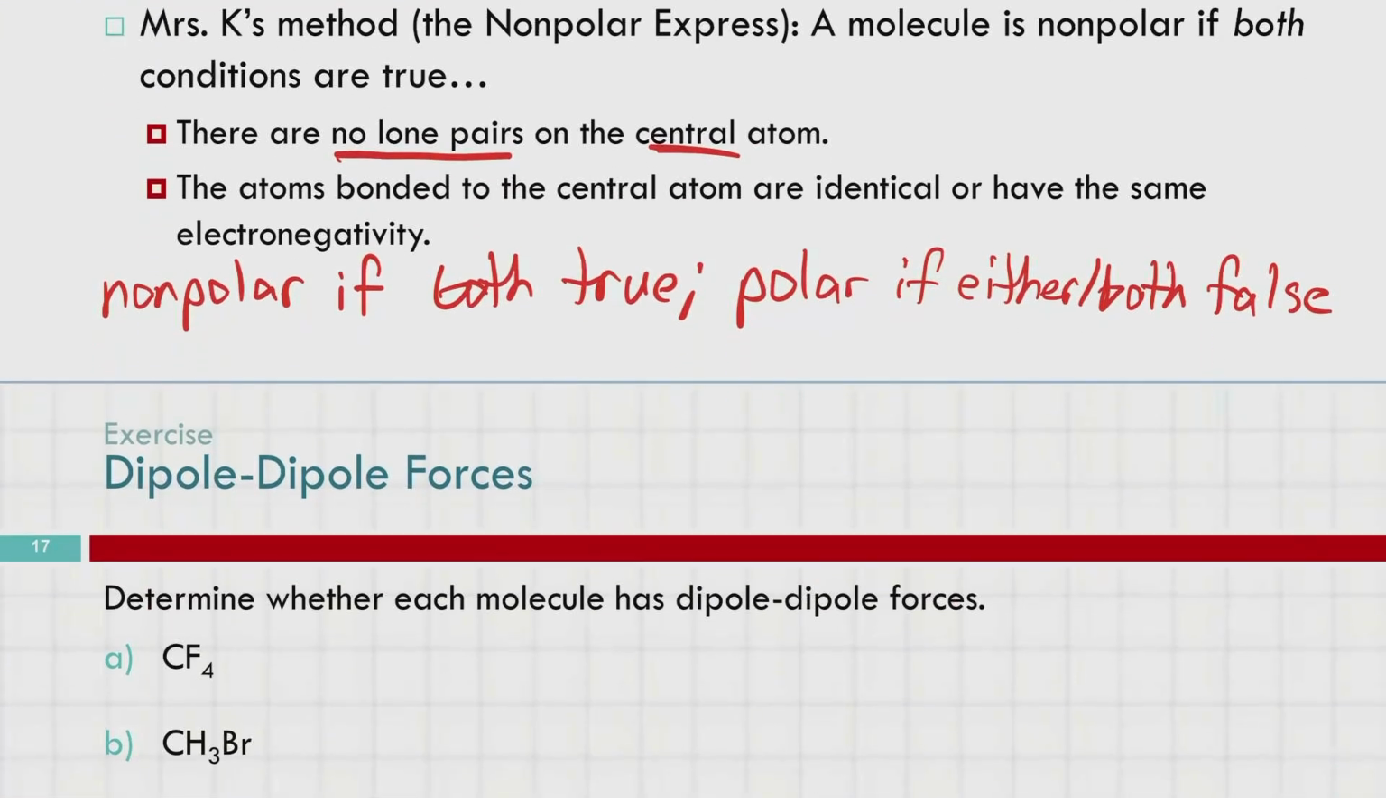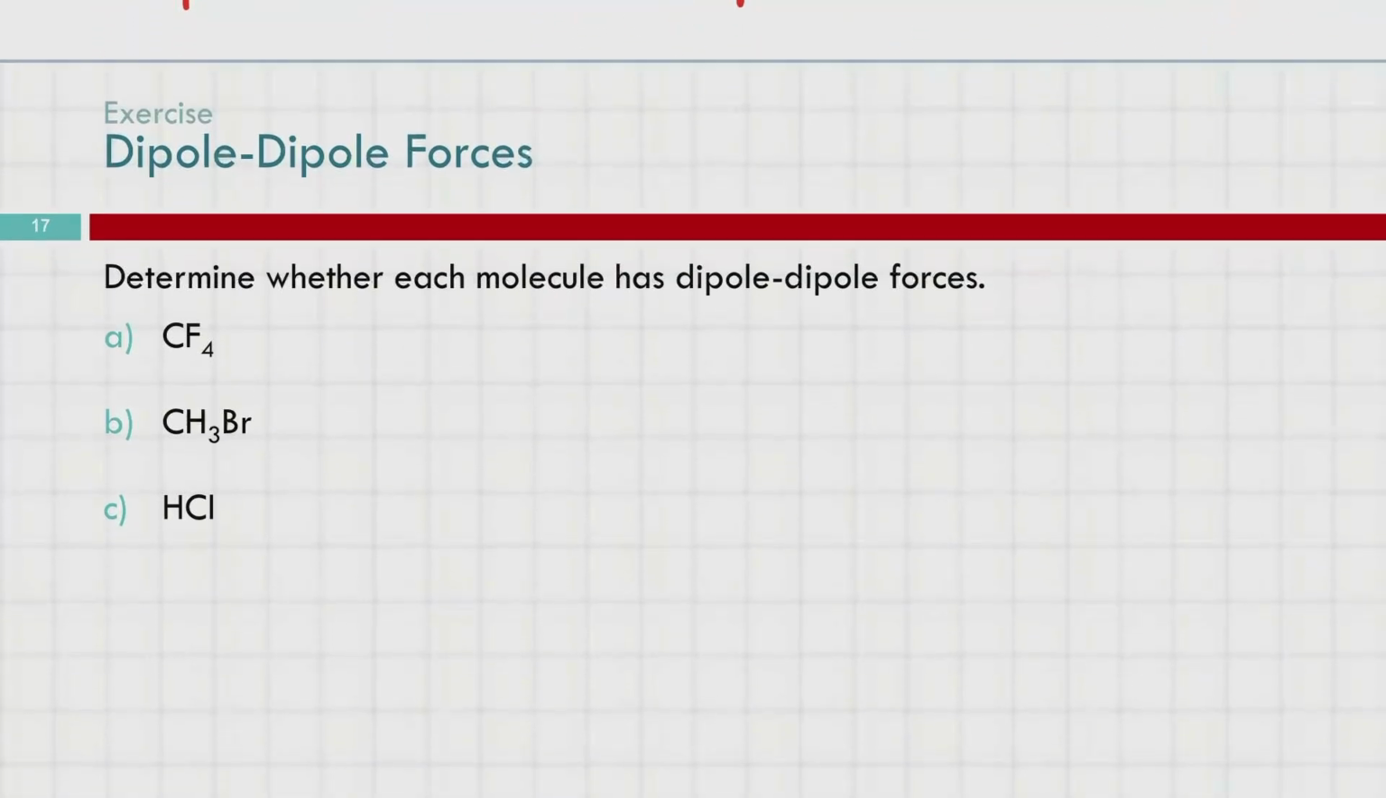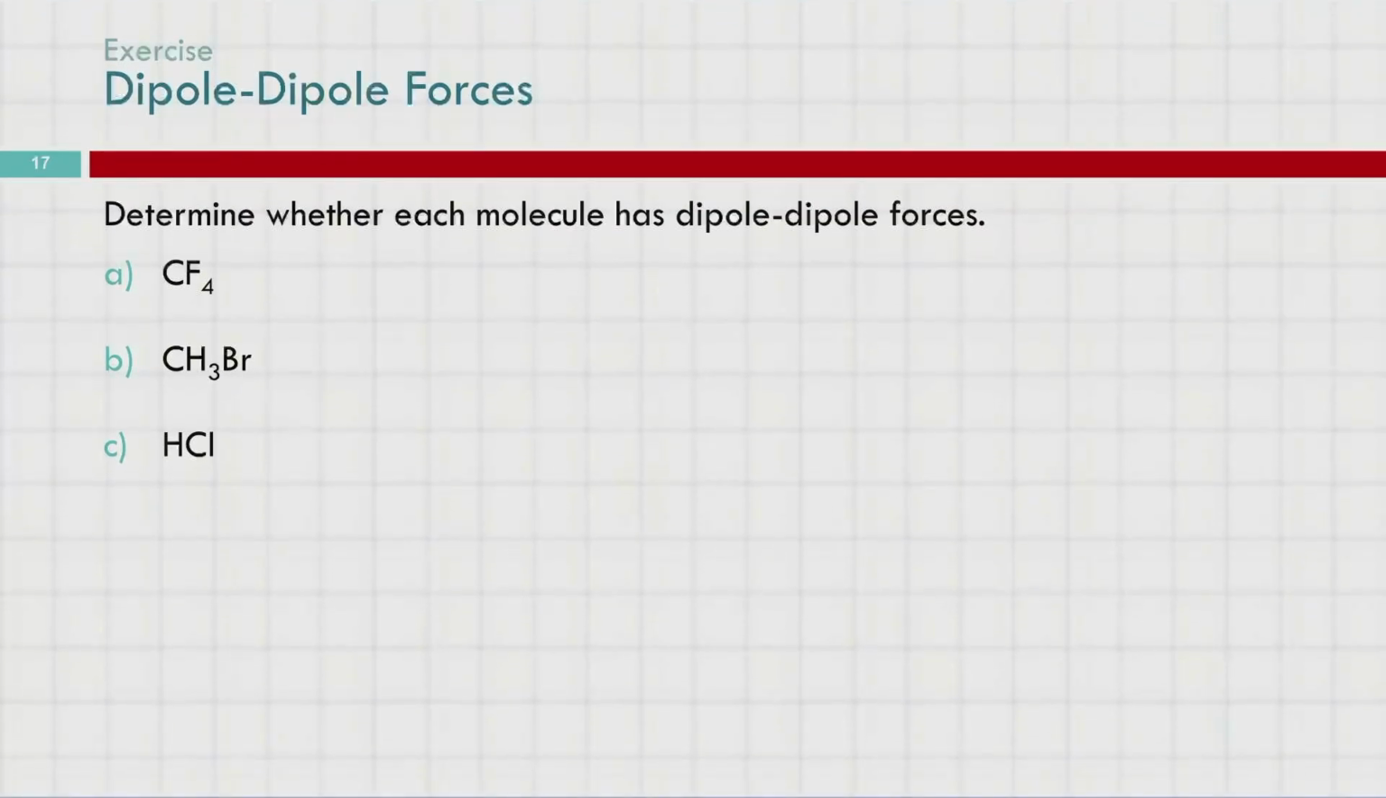All right, determine whether each of these molecules has dipole-dipole forces. We have CF4, carbon tetrafluoride. We have CH3Br, methyl bromide. And we've got HCl, hydrochloric acid. And I'll give you a little bit of time to figure those out.